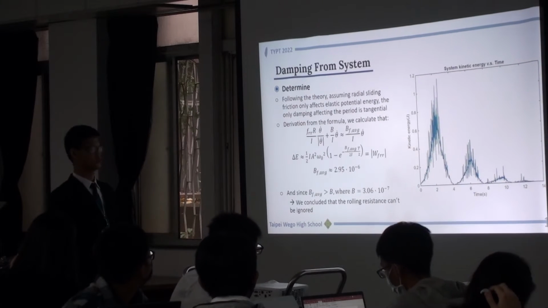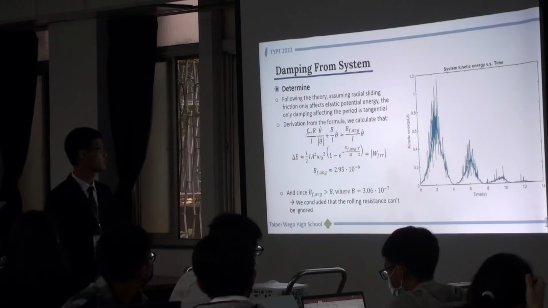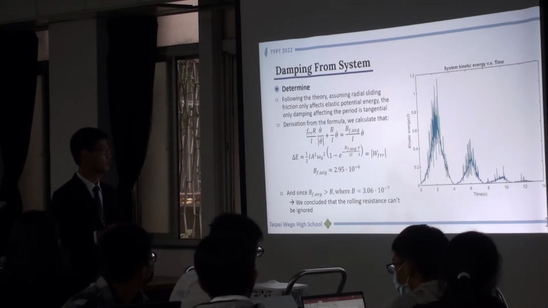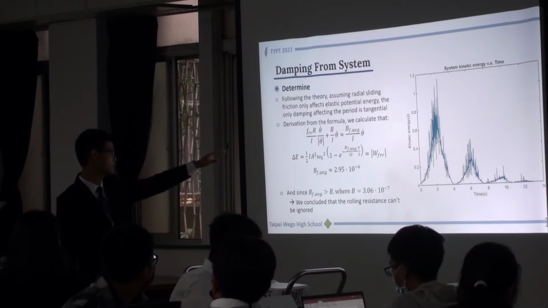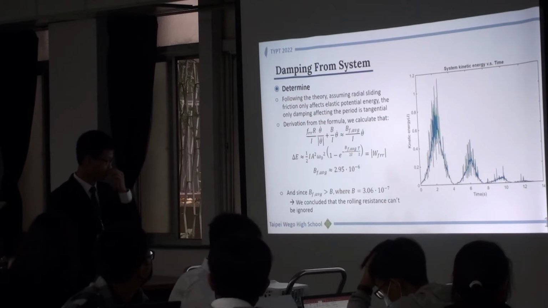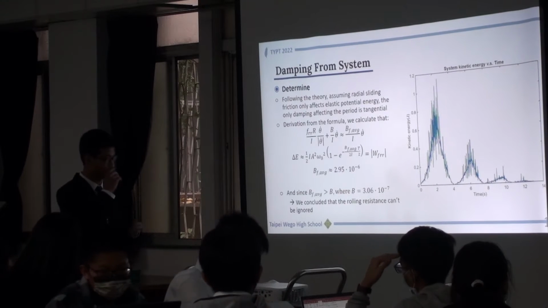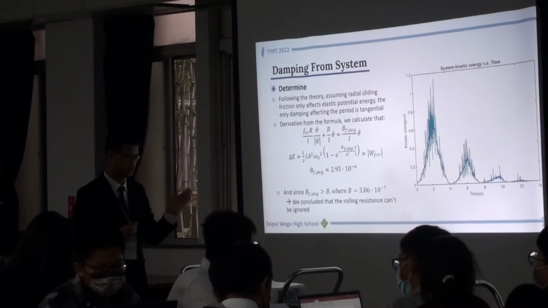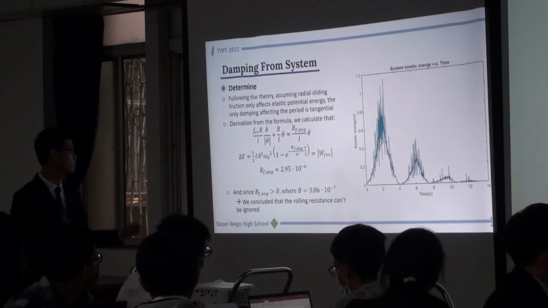And next, we're talking about the damping from the whole system. Following the theory, we're assuming that radial sliding friction only affects the elastic potential energy, and the only damping effect is tangential. So we derive from the original formula, and we can approximate this into a damped one. Then by using the energy equation we previously mentioned, where we assume the only energy loss is from the damping, the only work done on it, since it's tangential, should be this rolling resistance. So we write it down as follows, and we can get the average B value.